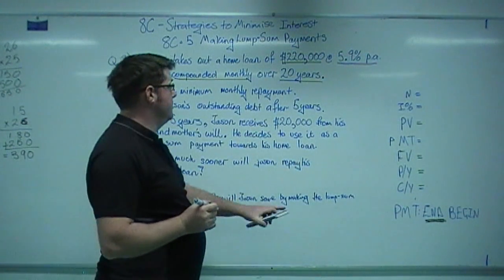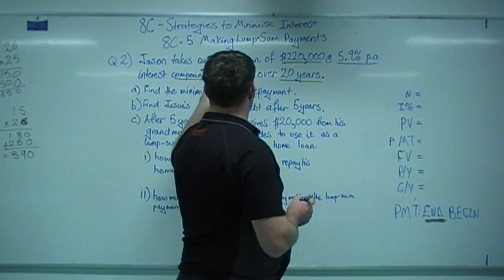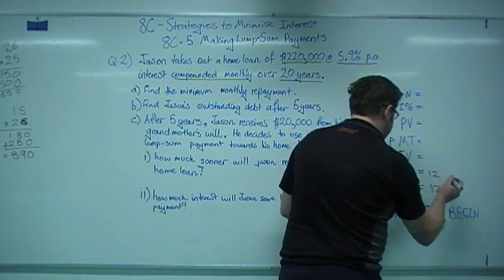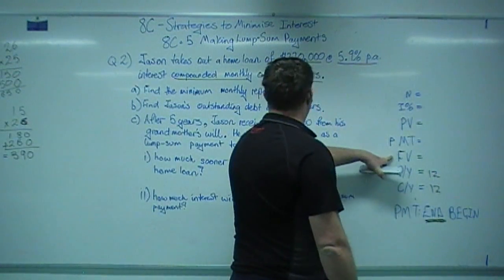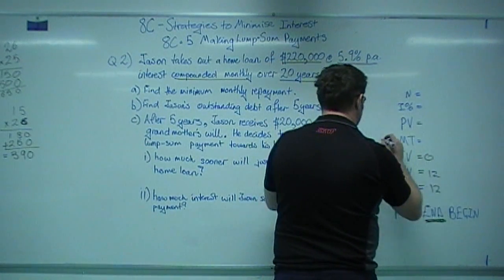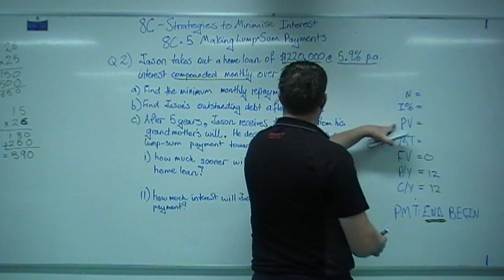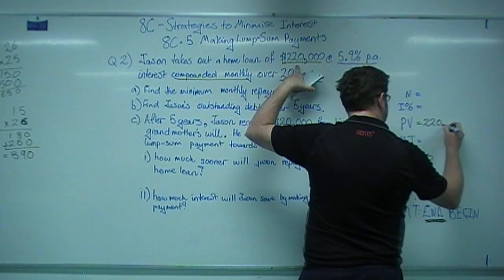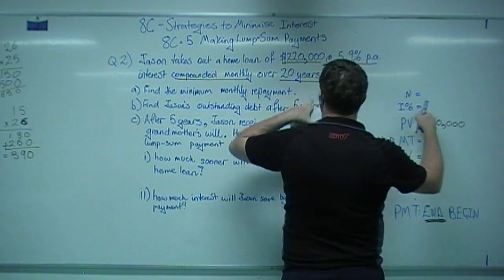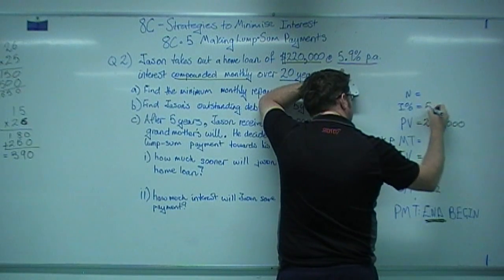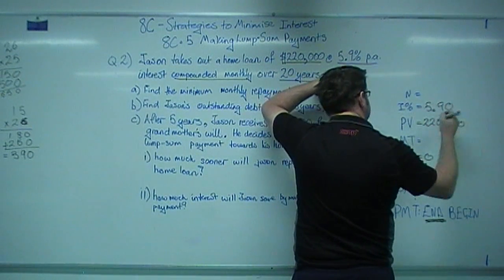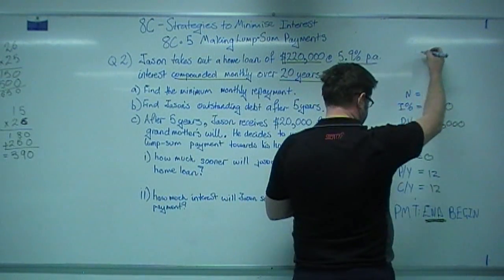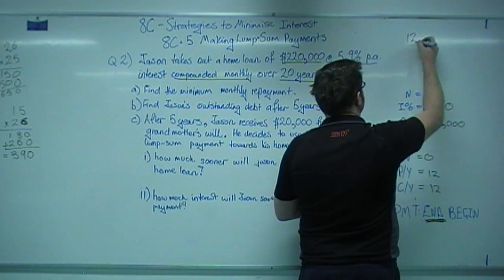So start from the bottom as we do. We're told that it's compounded monthly, so 12 months per year. So there we go. The final value of the loan will be 0. Asked to solve for the payment. The present value of the loan is $220,000. The interest rate here is 5.90%. Number of terms, told it's a 20-year loan, times by 12.